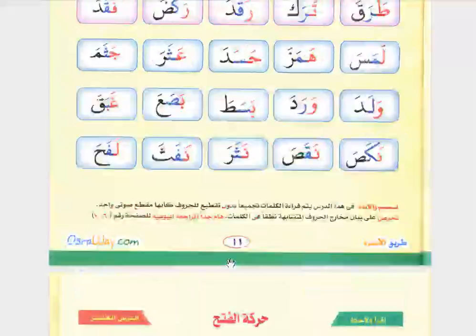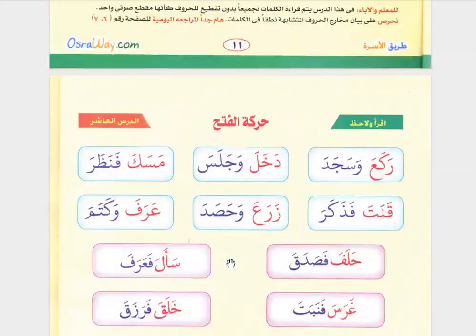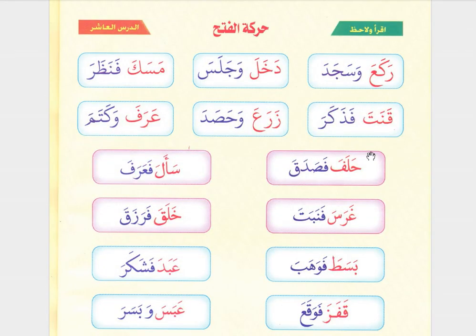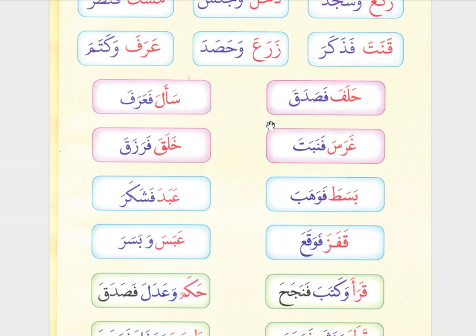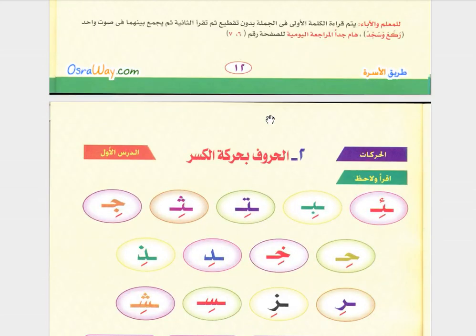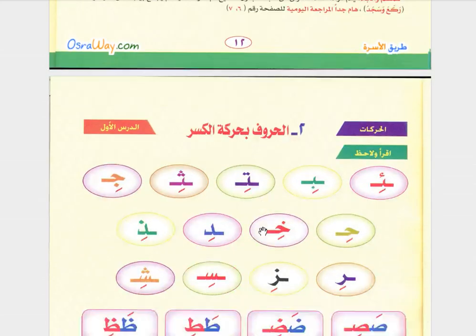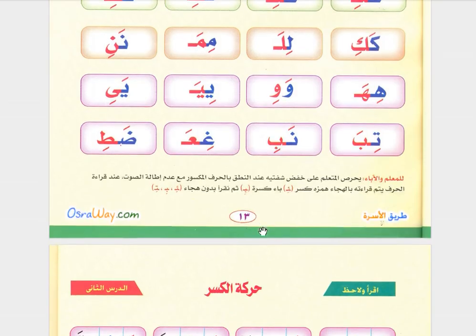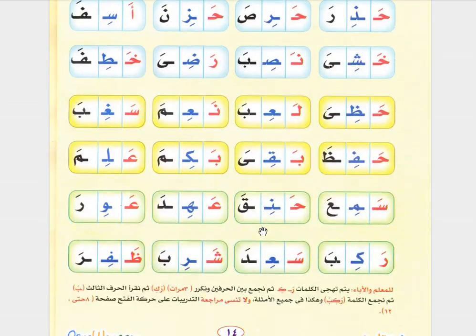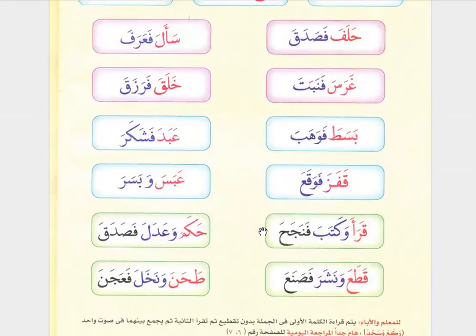So this is where we'll stop today, inshallah. And in the next class, inshallah, we're going to continue with Harakat al-Fathi. So instead of just stringing three letters into a single word, we're going to string two different words together. ركع وسجد دخل وجلس مسك فنظر. So we're going to string two different words together in a single sentence. And then we now move on to الحروف بحركة الكسر. So after looking at letters with fatha haraka, we look at letters with kasra haraka.